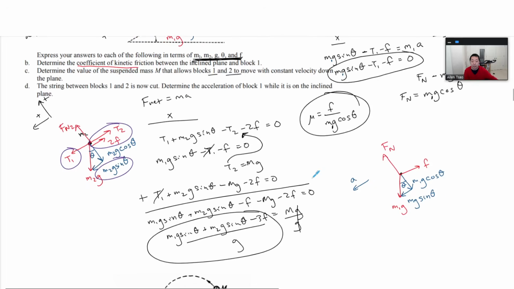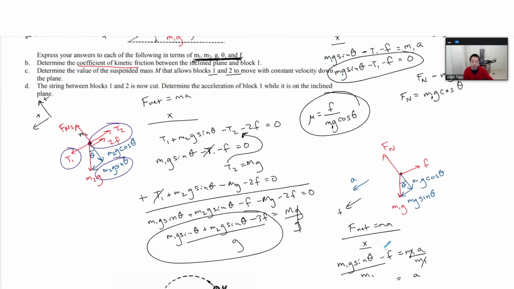And if you look at the net force down the ramp, you say down is the positive. I do F net equals MA. What forces are down the ramp, or in the x direction? So we're doing the x direction here. M1G sine theta is down the ramp, so it's positive. F is up the ramp, so it's negative, and that equals M1A. And so you can solve for A. A would just equal this divided by M1, because the M1s would cancel. And so that's the acceleration.